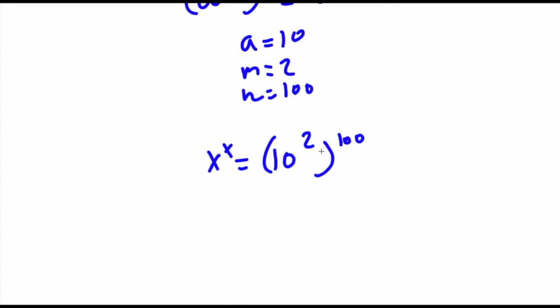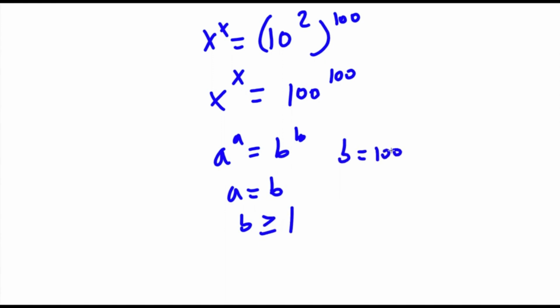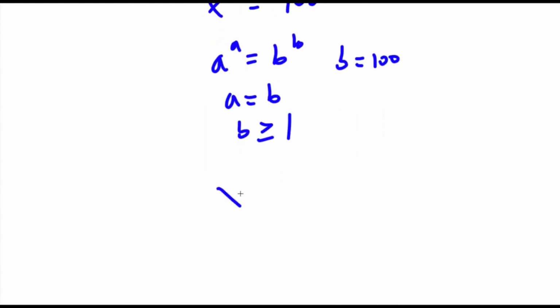Now, we can simplify with some parentheses. 10 to the power of 2 is simply 10 times 10, which is 100. So now I have x to the power of x is equal to 100 to the power of 100. Now, if I have something in the form a to the power of a is equal to b to the power of b, then this means that a is equal to b as long as b is greater than or equal to 1. In this case, b is equal to 100, which is greater than or equal to 1. Meaning x is equal to 100.